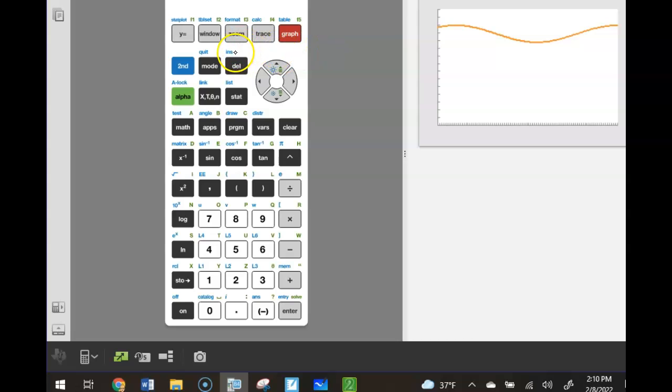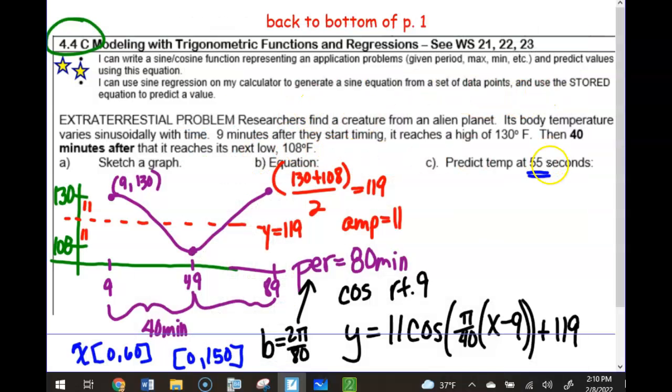What did you ask about? Oh, yes. It says in the question, it's talking about minutes, and then this says seconds. This should say minutes. That's my fault. Not trying to make you do any conversion.